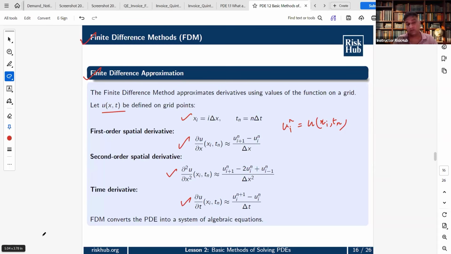For example, for a call option, V(S,T) is equal to max(S minus K, 0). This terminal payoff is based on the final time, and the PDE is solved backwards, right? FDM converts the PDE into a system of algebraic equations.